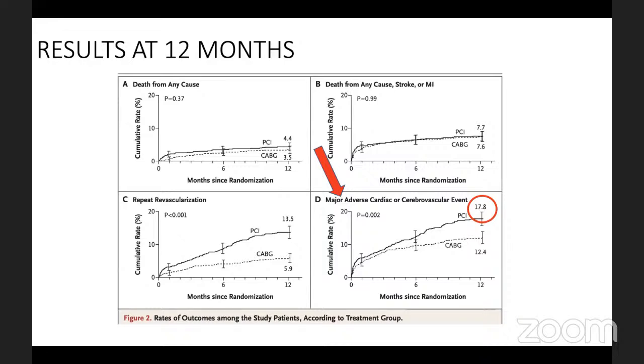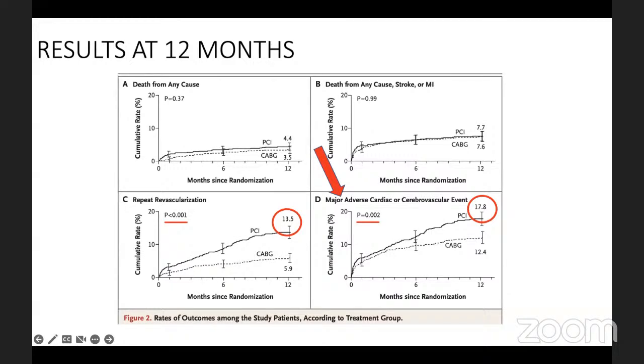If you look at the components of the composite outcomes, for example in graph A, death from any cause, there was no significant difference. The p-value is not significant. If you look at the composite of death from any cause, stroke and MI, again, it was not significant. However, if you look at repeat revascularization here in C, it shows a significant difference, which is higher in the PCI group compared to CABG. So they concluded that what drove the composite outcome was the repeat revascularization.